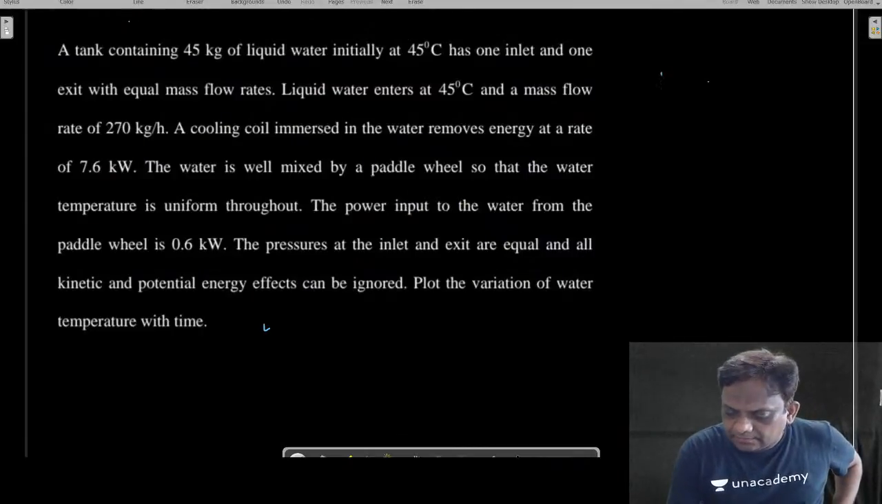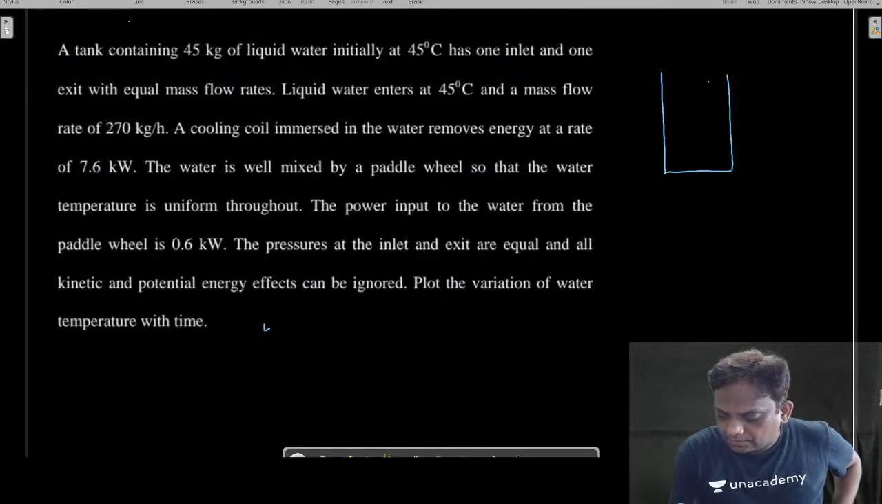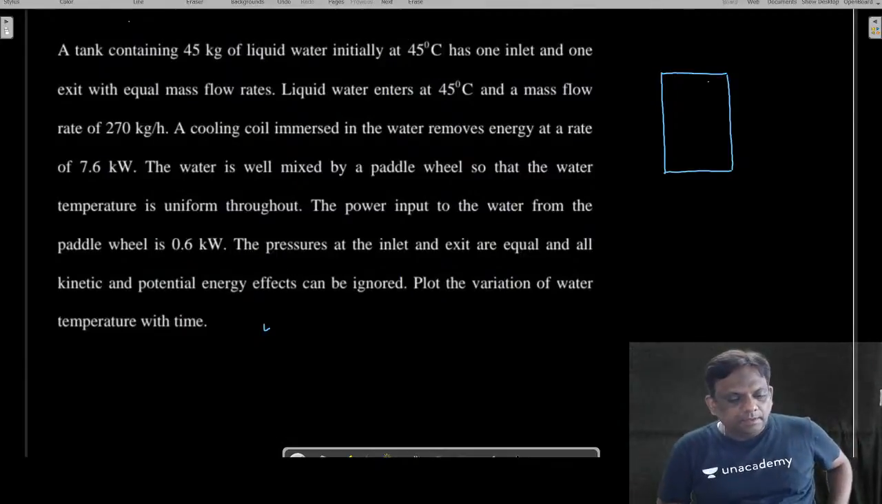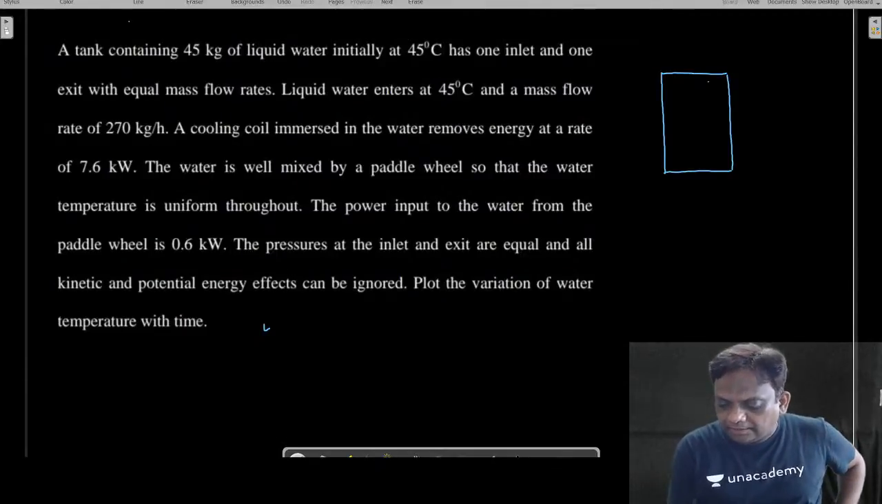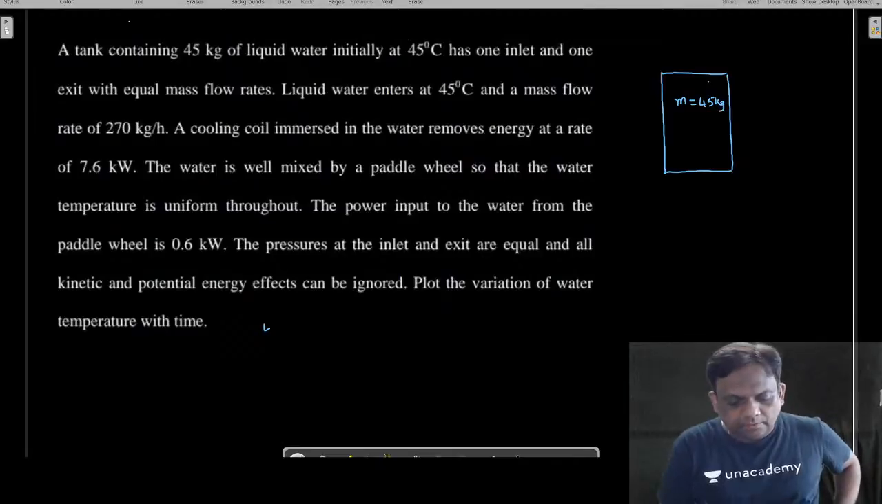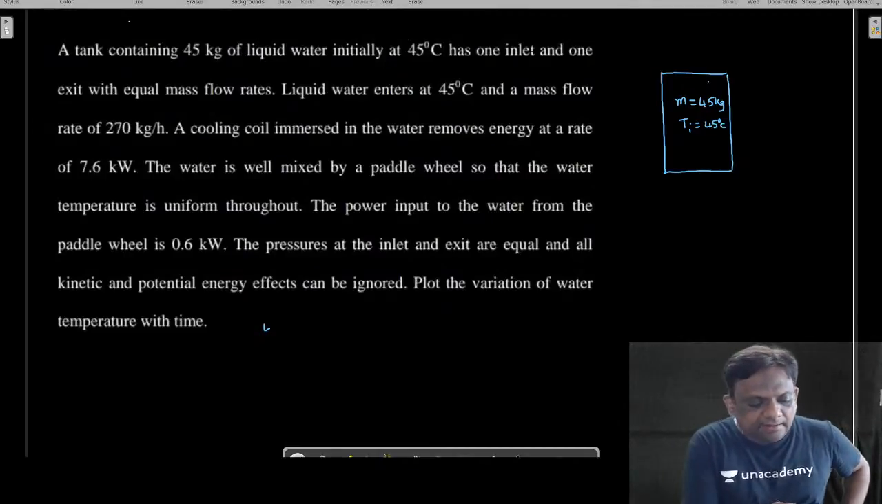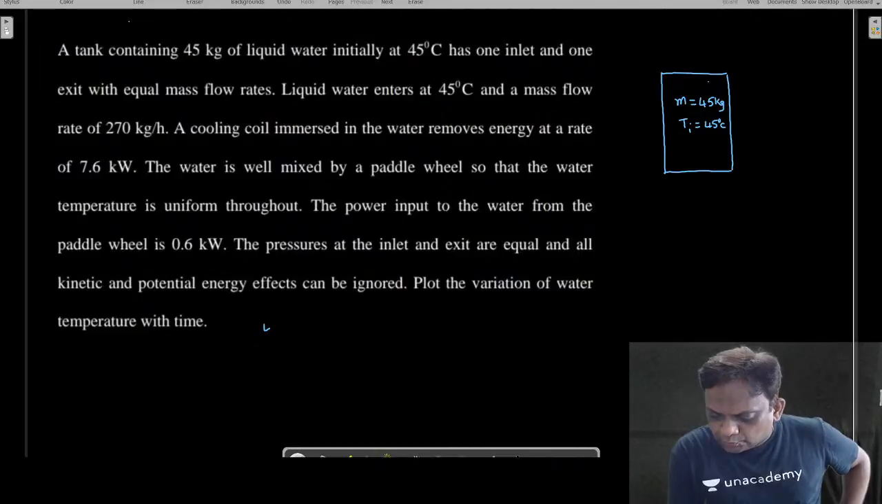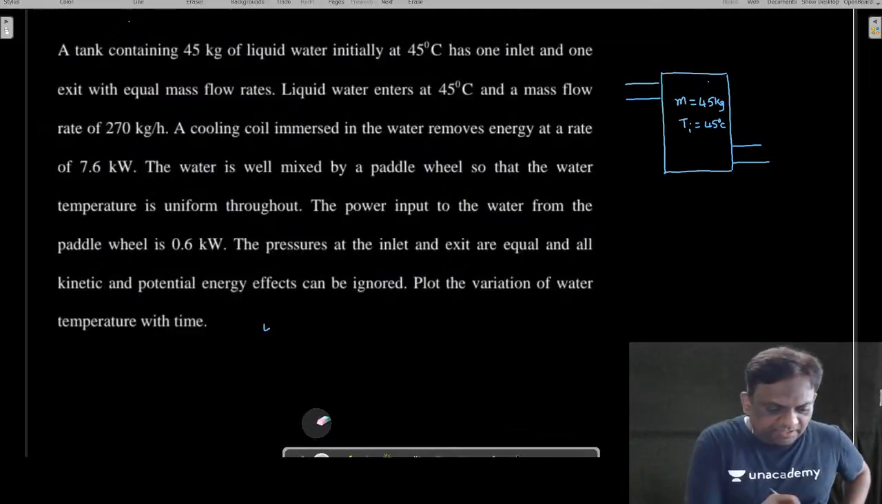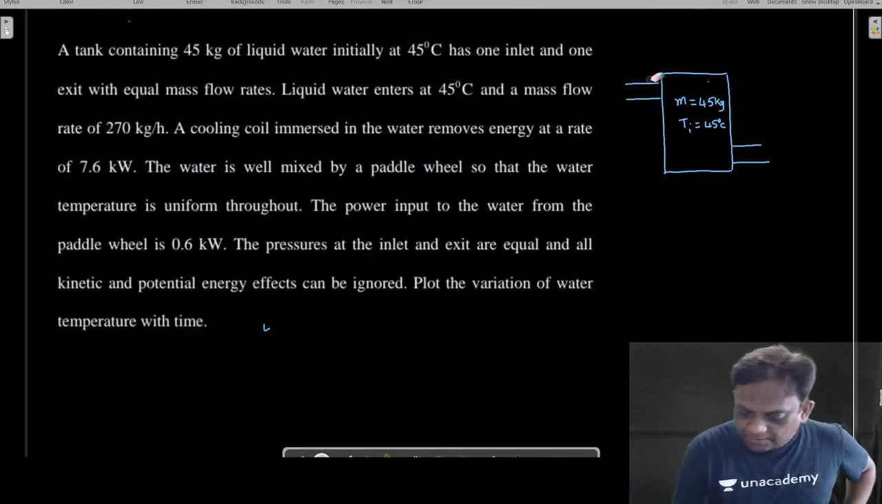There is a tank. This is the tank, which contains 45 kg of water. So there is 45 kg of water in the tank, and it is initially at 45 degrees centigrade. The initial temperature is 45 degrees centigrade. It has one inlet and one exit. This is a very good question.